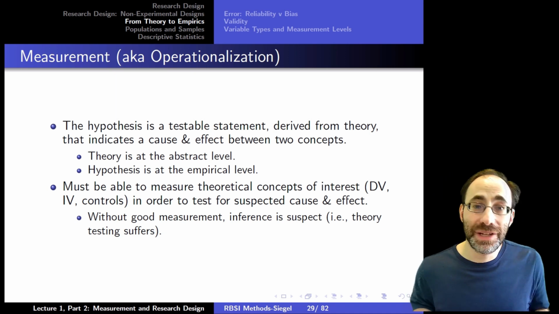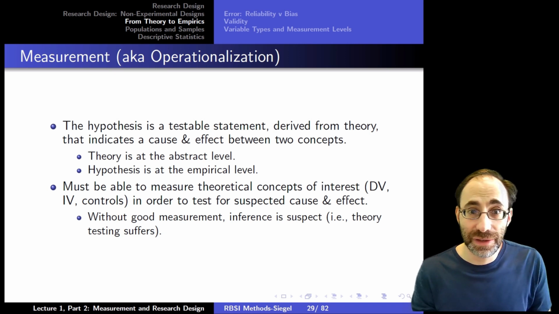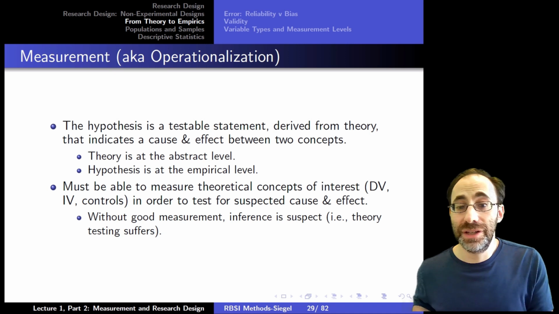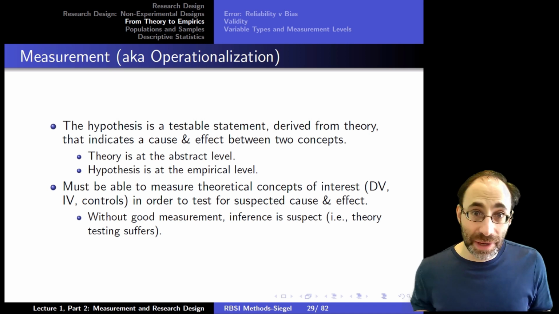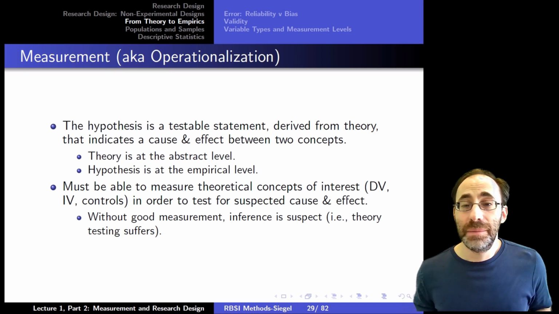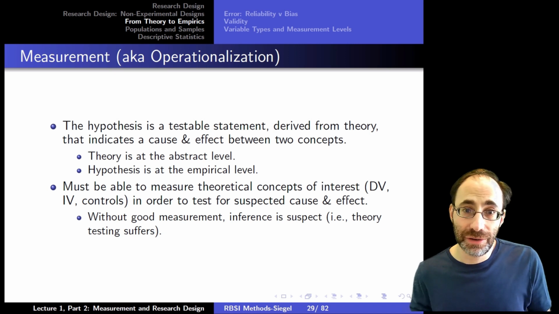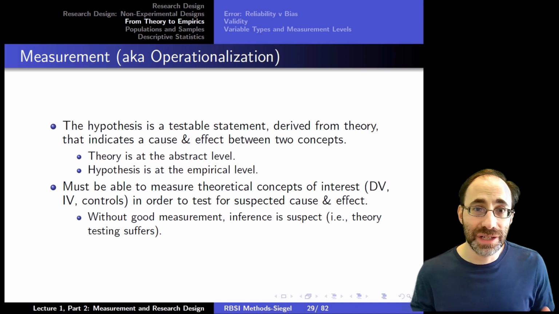To do that, we have to be able to measure our theoretical concepts of interest, right? Our DV, our dependent variable, all of our controls, in order to test for suspected cause and effect in our hypotheses. Without good measurement, all of our inference is suspect, right? We can't test our theory accurately because we might not be measuring the things in our theory that we think matter, right?